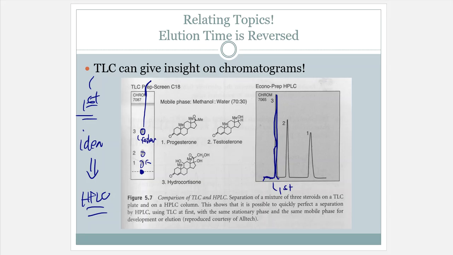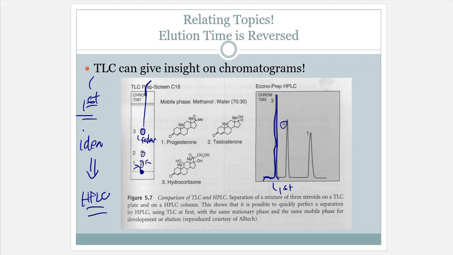The second one that's moving a little bit slower, it's going to take a little bit more time to go off the plate. Therefore, it means it takes a little bit more time for it to come off the column. And if it takes a little more time to come off the column, then it's going to be kind of the middle one. It's got a lower RF. And then the one with the lowest RF down here at the bottom that's barely moving.